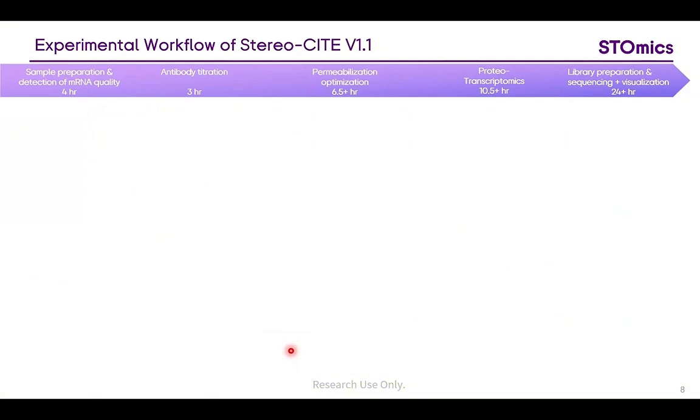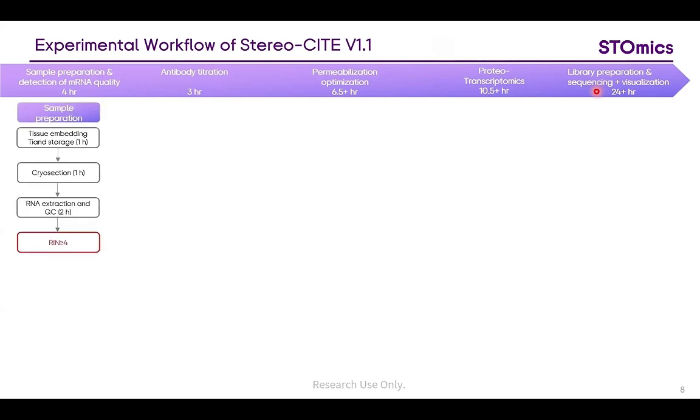Briefly, this workflow consists of 5 parts: sample preparation, antibody titration, permeabilization optimization, proteo-transcriptomics, and library preparation, sequencing, and visualization. The first step is always to prepare your fresh frozen sample.